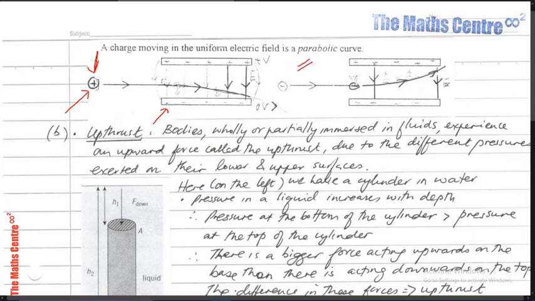Now, the reverse, if you have a negative charge moving into this electric field. The force on this negative charge will pull it towards the positive plate. And because we are dealing with acceleration which is uniform, the path is parabolic.